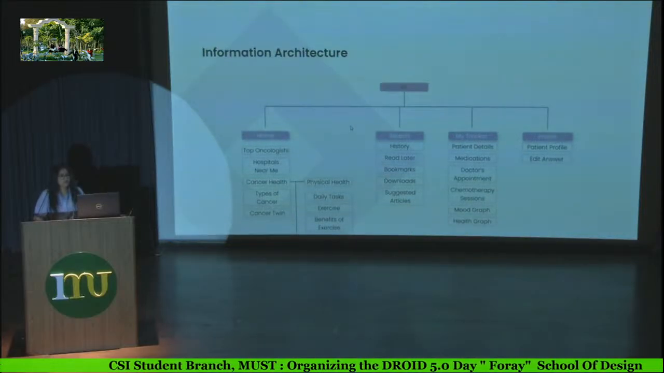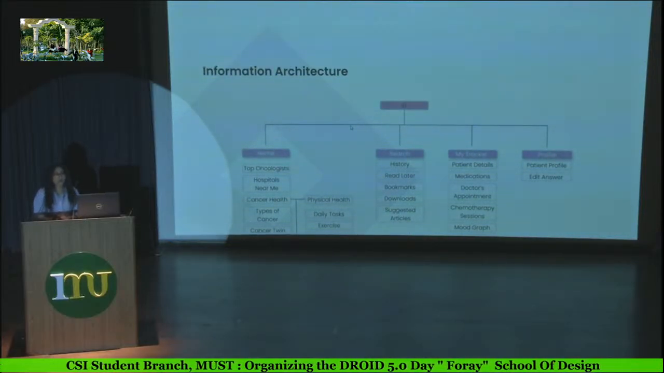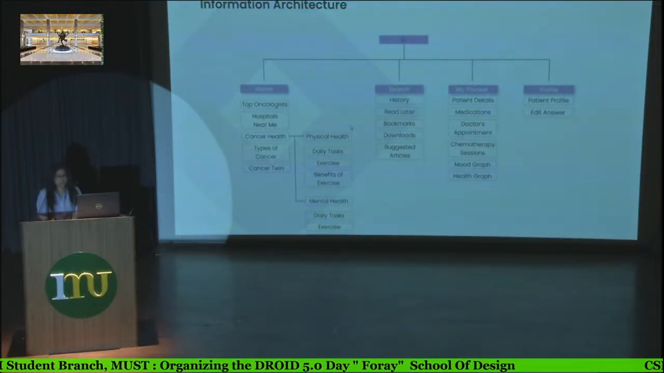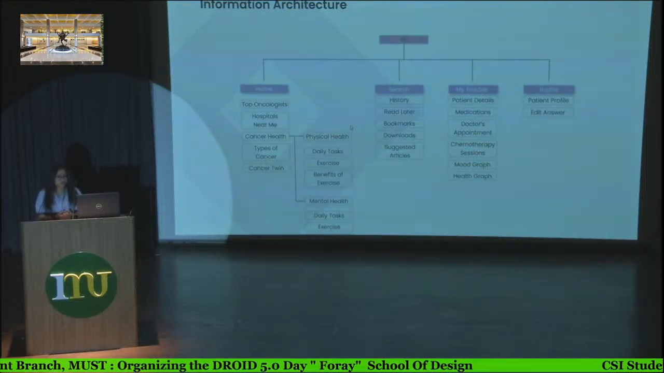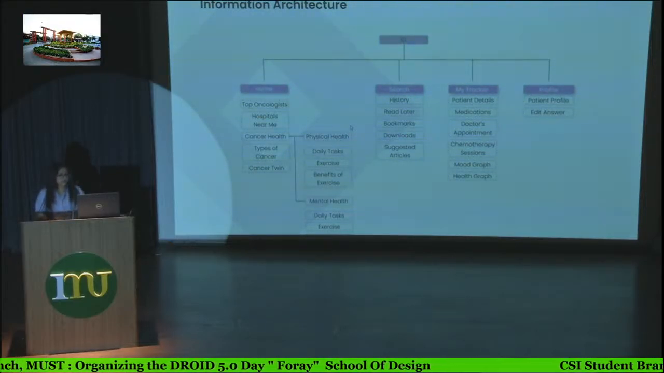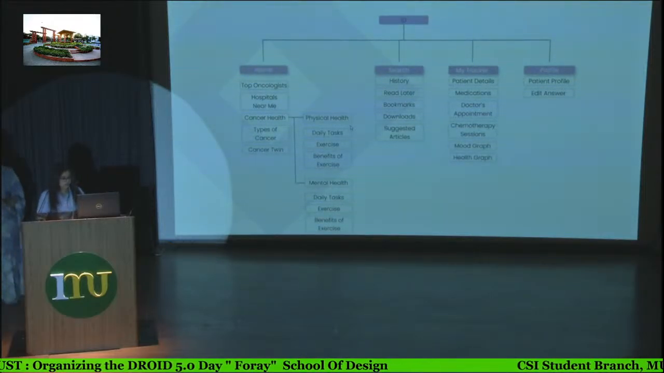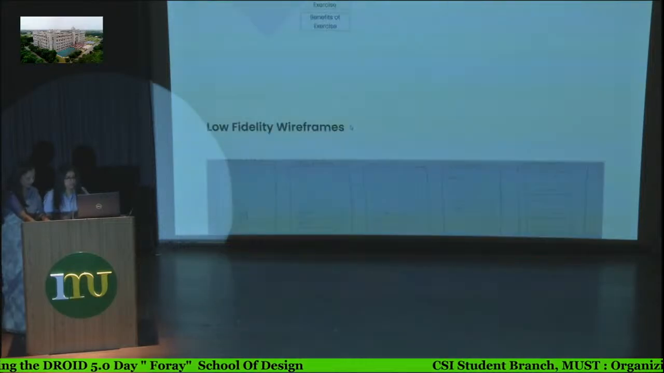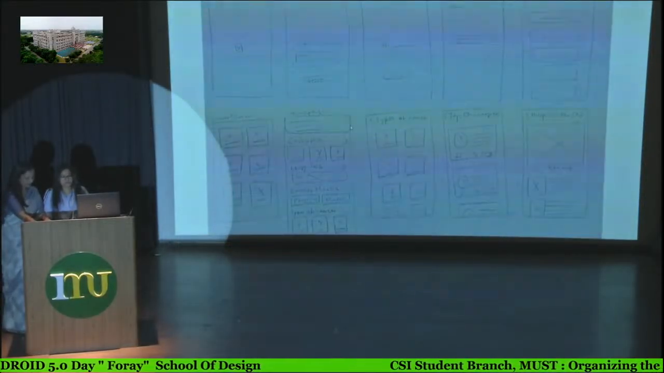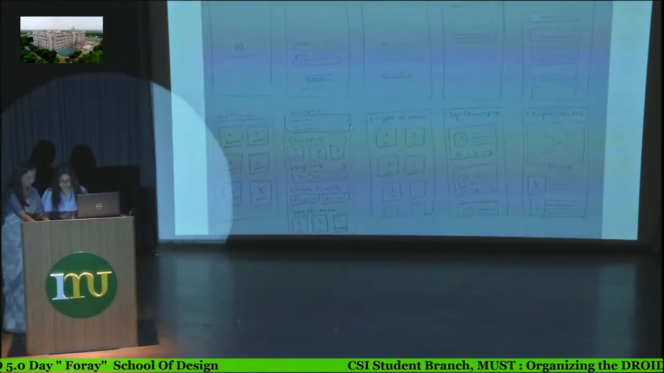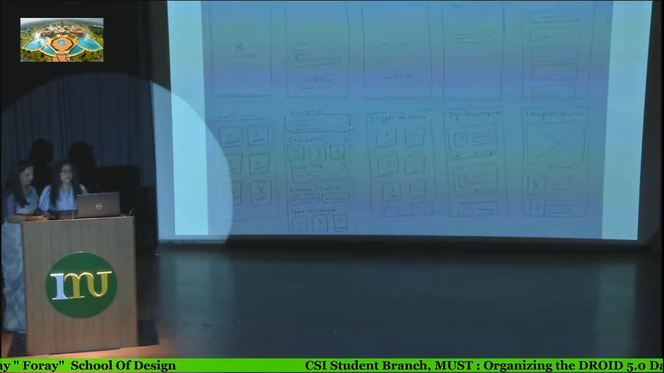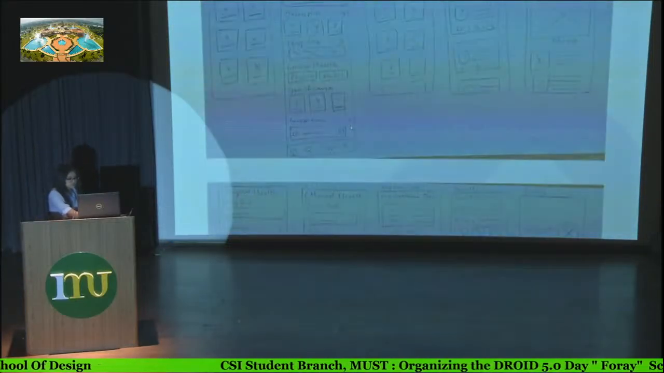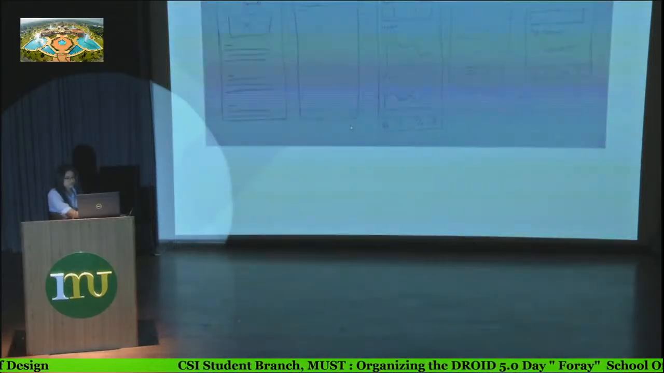After which we move on to the design phase. In this phase, I first designed the information architecture, which is basically the flow of what the app will look like and how it will work. After which I designed the low fidelity wireframes. These are rough sketches of what the app screens would look like.